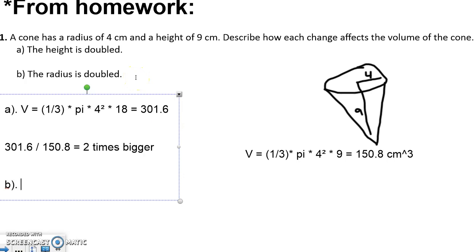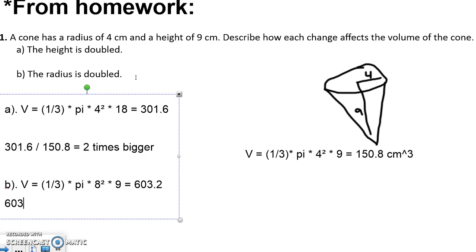And then for the radius being doubled, so instead of it being 4, it's going to be 8. So again, keeping everything else the same, my height's going back to 9. I would get 603.2. If I take this volume and divide it by what it initially was, I see that it got 4 times bigger by doubling my radius.